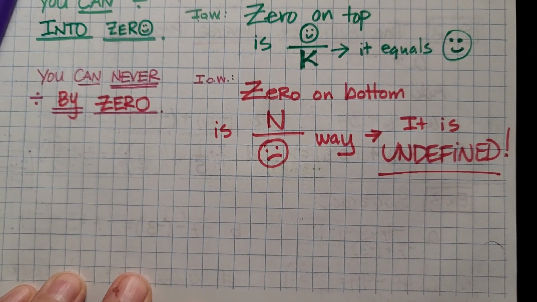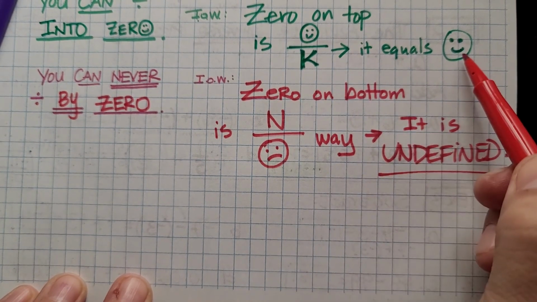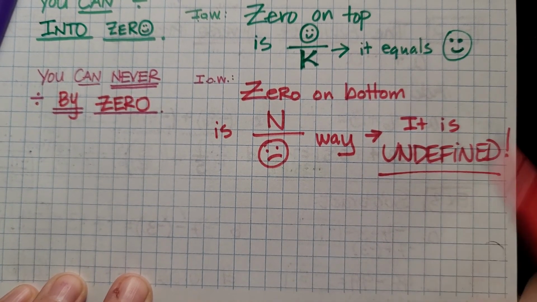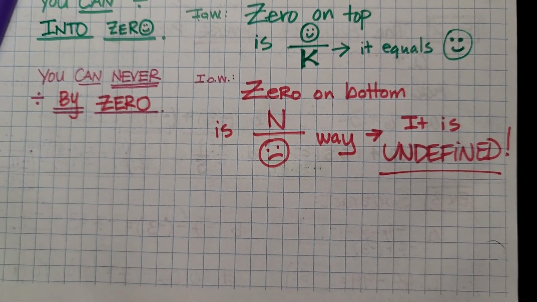Now you need to know more than just that sing-song dance. 0 on top is okay. It equals 0. It is a number that we can agree with and live with. 0 on bottom, no way. Undefined. Get out of there. That needs to be in your brain just like you know your own name.